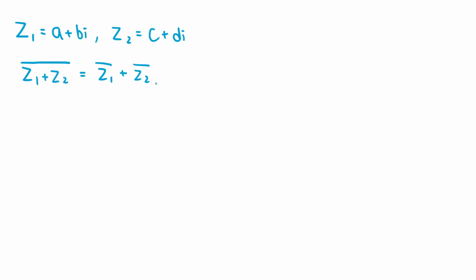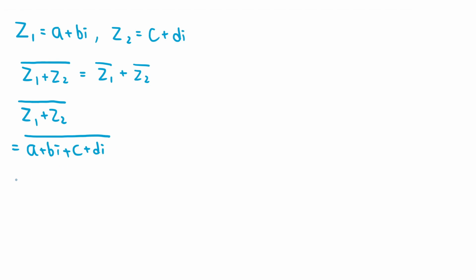The property I'll go over next is the conjugate of z1 plus z2 is equal to z1 conjugate plus z2 conjugate. This basically means if you sum two complex numbers and then take the conjugate of the result, it's the same as taking the conjugate of the two complex numbers individually, then summing the results. So here's how we do the proof. We write z1 plus z2 conjugate, and this is just equal to a plus bi plus c plus di conjugate. And this is because we defined z1 equals a plus bi and z2 equals c plus di.